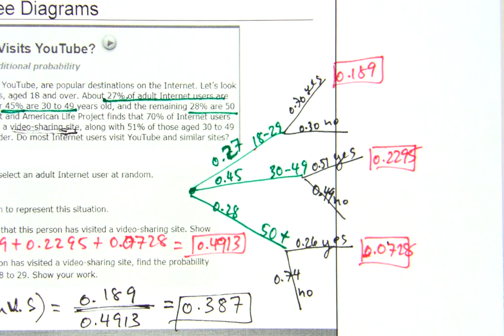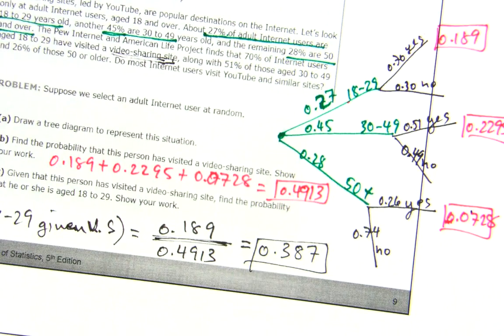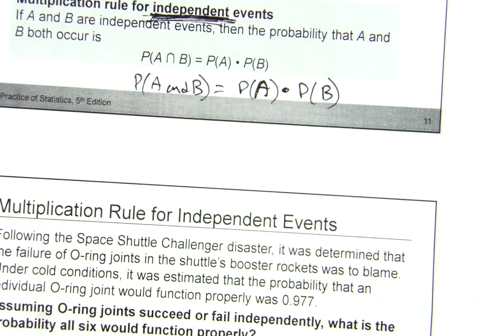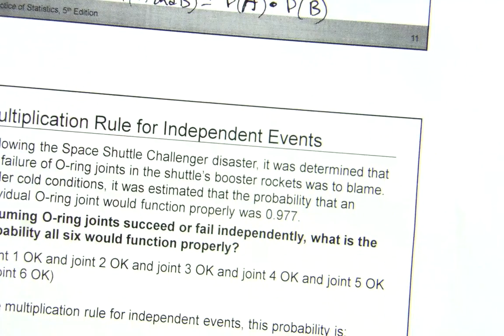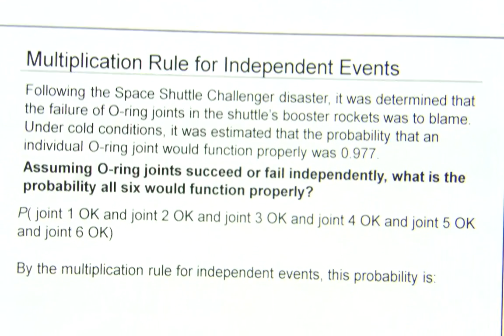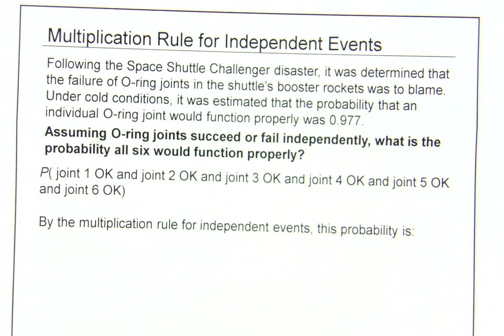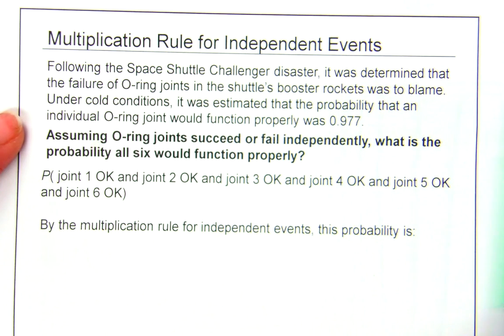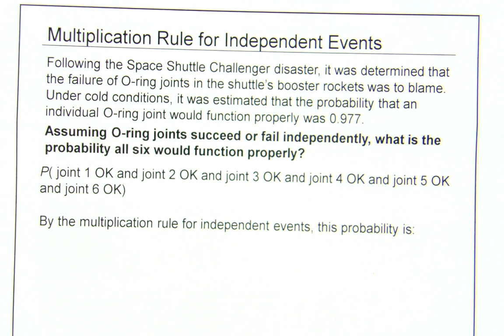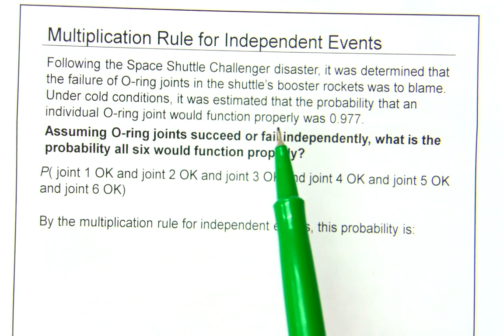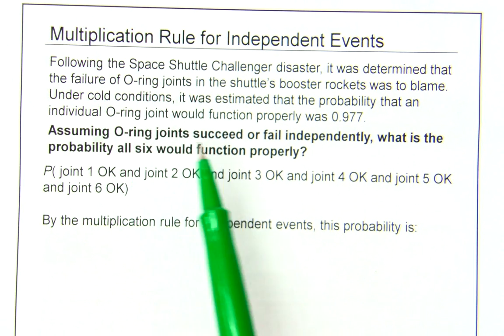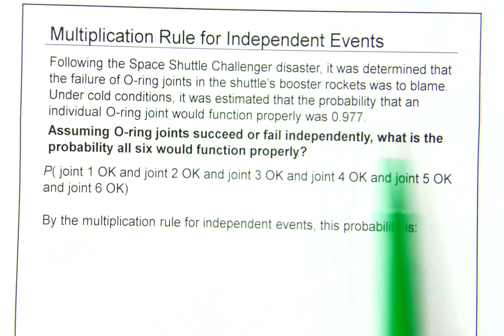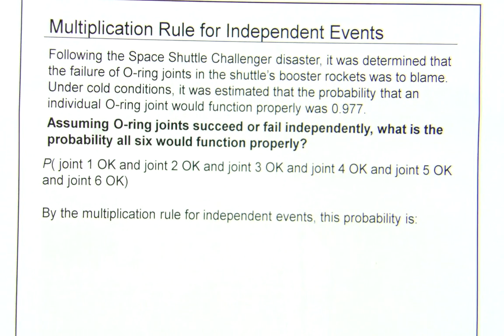All right. And I think, where's the rest of the paper? Okay, here we go. All right, so if that's the case, then for the multiplication rule for independent events you basically just multiply them, which makes it very, very easy to calculate probabilities. So the following: in the Space Shuttle Challenger disaster, it was determined that the failure of O-ring joints in the shuttle's boosters was to blame. Apparently, they have 6 of these. Assuming the O-rings succeed or fail independently, what is the probability all 6 would function properly?